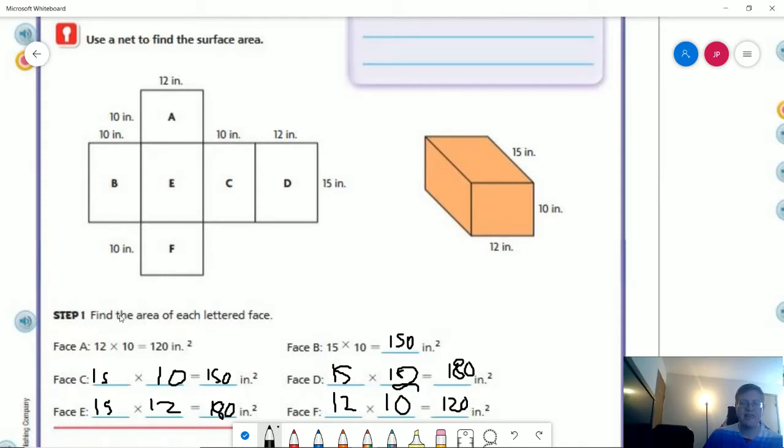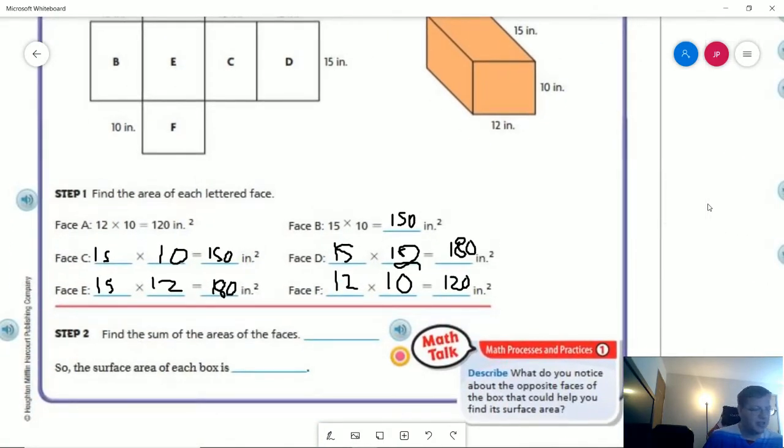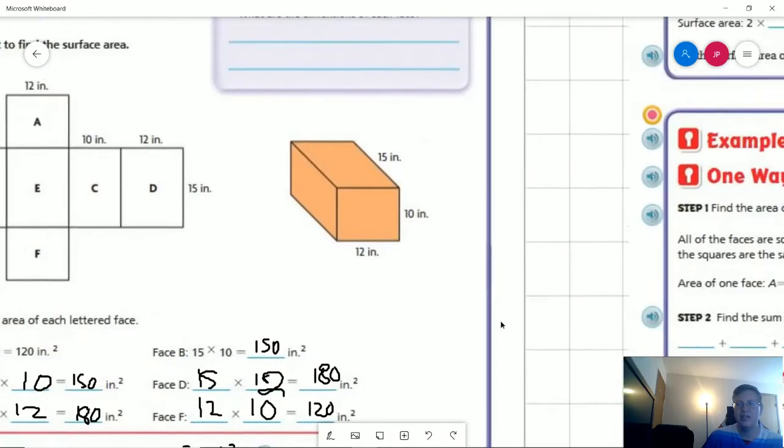So I'm going to have two faces that are 120 inches, two that are 150, and two that are 180. When I add all of those together, that should give us 300, 600, 900. And that would be inches squared. We would actually put that in both of these boxes. I'm not going to take the time to write it the second time.